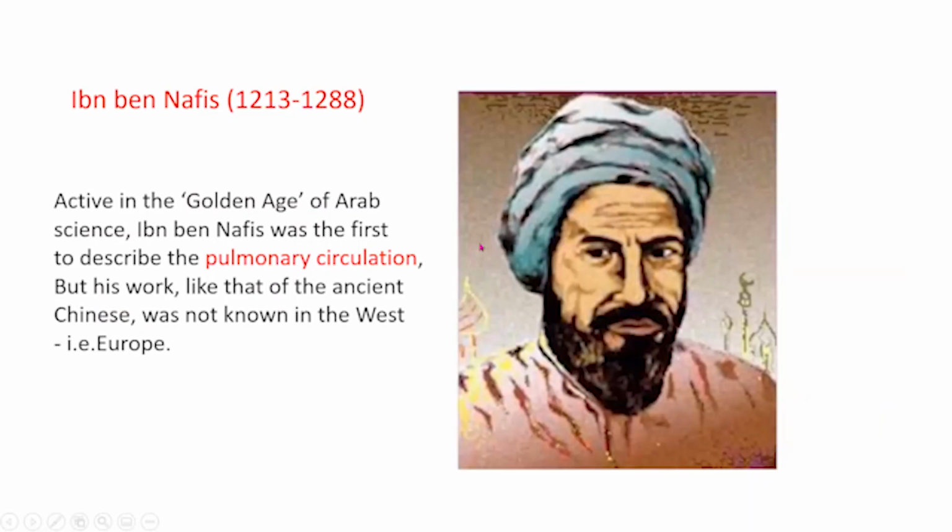And now another person who came before Harvey and went a long way to discovering the circulation was Ibn Nafis in the 13th century, who was very active in the golden age of Arab science. He was the first person, for example, to describe the pulmonary circulation through the lungs. And for the blood to be able to circulate, it was necessary that he would propose the presence of small communication vessels between the arterial side and the venous side, which predated by about 400 years the first observation of the pulmonary capillaries by Malpighi. But anyway, his work, like that of the ancient Chinese, was not known in the West. And it was Harvey who discovered it.